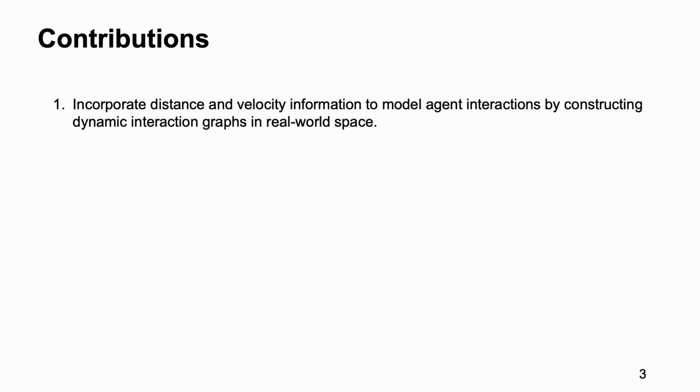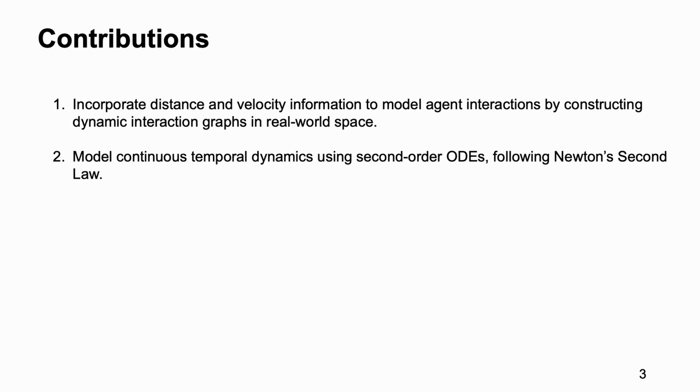To overcome the limitations, we propose the Agent Graph ODE. It is a novel approach that models both agent interactions and continuous second-order temporal dynamics explicitly. In detail, we first incorporate distance and velocity information to model agent interactions by constructing dynamic interaction graphs in real-world space. Secondly, we model continuous temporal dynamics using second-order ODEs, where the second-order derivative of the latent state is influenced by agent interactions. Thirdly, we do an extensive experimental study to show that our method achieves improved accuracy on complex trajectory forecasting.